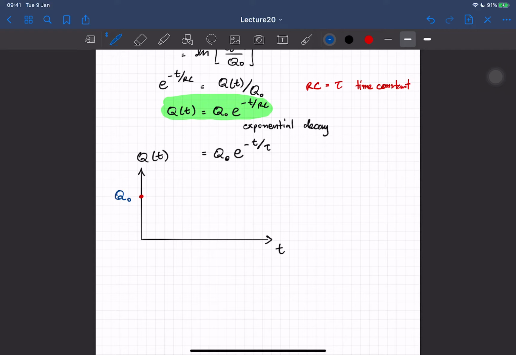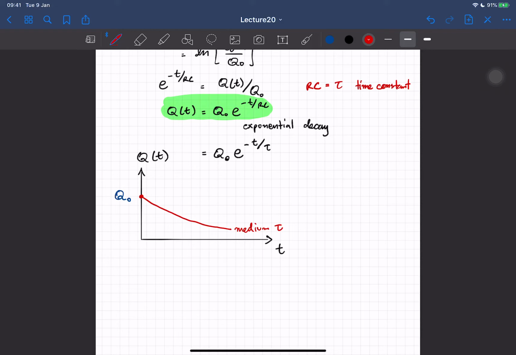So if you have a really large time constant, it's going to decay slower. So the graph is going to look like this. Maybe at some generic time constant, it's going to decay like this. So let's say this is medium tau.